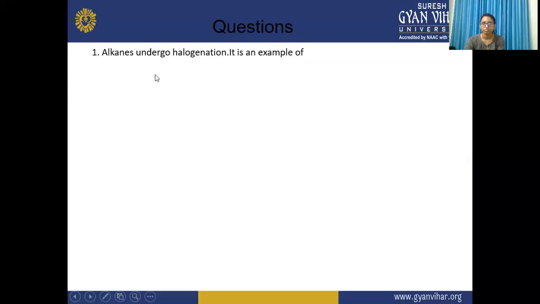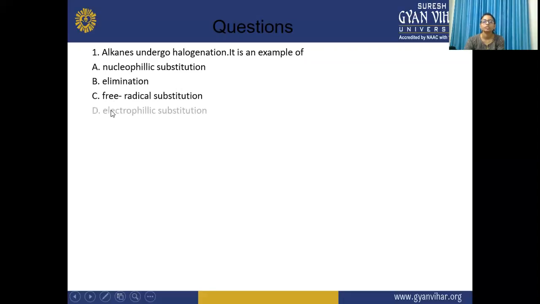So here are the questions. Question 1: alkane undergo halogenation. It is an example of A, nucleophilic substitution reaction. B is your elimination. C is your free radical substitution. D is your electrophilic substitution. So the answer is C, because the alkane undergoes halogenation through free radical substitution.